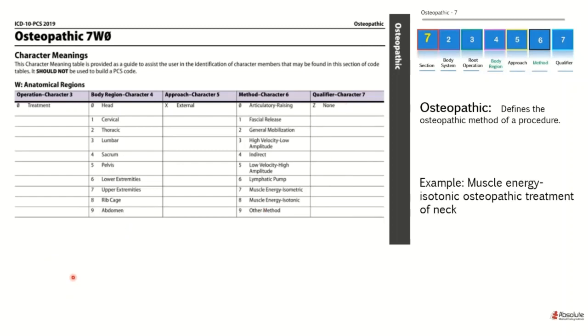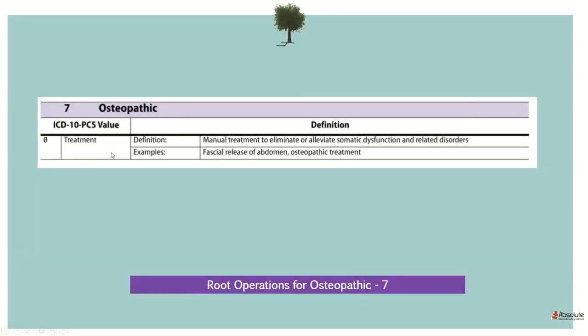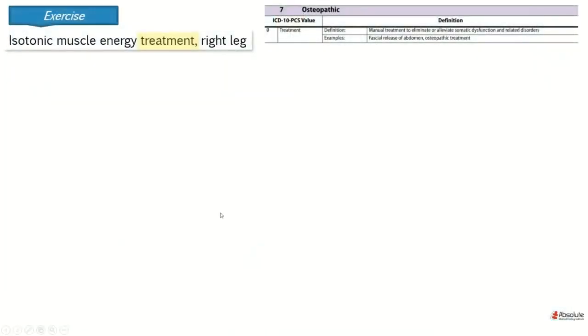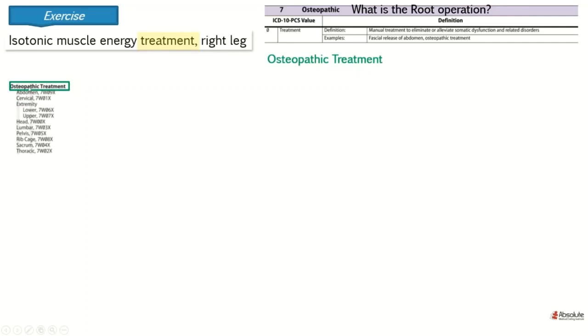All right, coders, let's take a closer look at that root operation treatment. Here it is. Root operation treatment is manual treatment to eliminate or alleviate somatic dysfunction and related disorders. All right, coders, let's solve our scenarios. Isotonic muscle energy treatment, right leg. So we know that the root operation is the treatment, but do you know the type of treatment it is? If you said osteopathic treatment, outstanding. And you know what, coders? That is the term we're going to look up. Osteopathic treatment of what? This is muscle energy treatment, right leg.